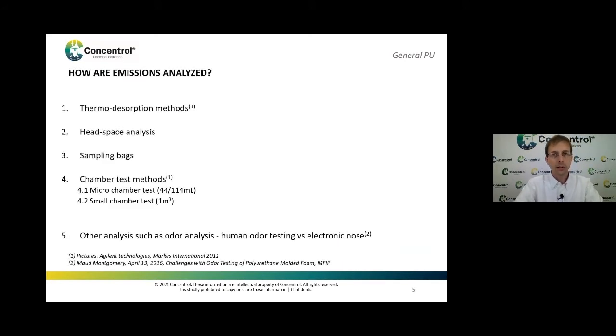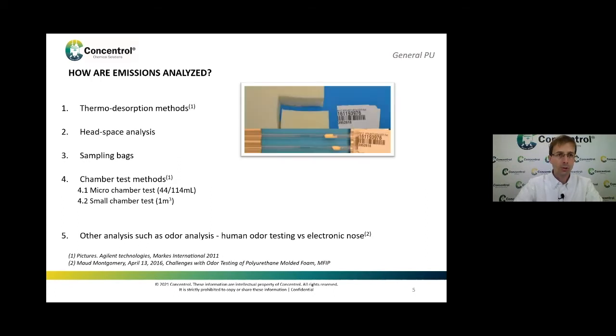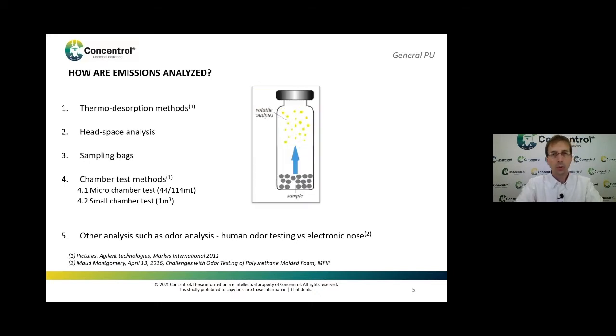So in this slide, we will summarize some of the most typical methods for the analysis of emissions used nowadays in the polyurethane industry. We have the thermodesorption methods that are used for the analysis of VOC and fogging, so low and high volatile compounds. We have headspace, which is another chromatographic technique that's a little bit less common, but it's useful for the analysis of some specific very low boiling point substances.